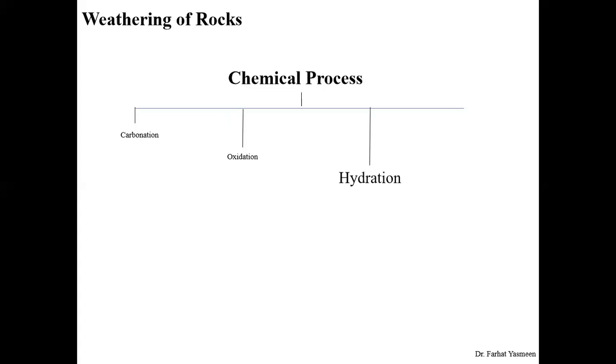The third process is hydration. In this case, the chemical bond of a rock changes through the absorption of water. Water changes iron hydride to gypsum in this way, and in this process water is removed from the rocks, and as a result there is dissolution of the rocks and weathering takes place.